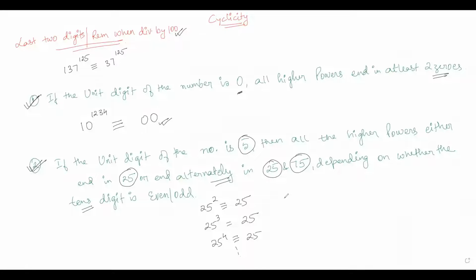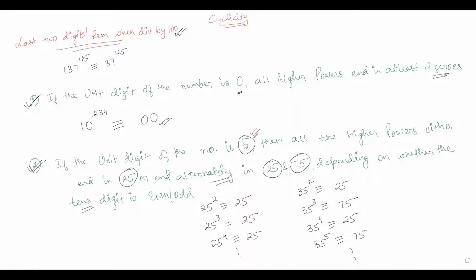Whereas if I take the last two digits of 35 square, this would be 25, whereas 35 cube will give us the last two digits as 25 times 35, which would be 75. 35 raised to the power 4 will give us the last two digits as 25. 35 raised to the power 5 will give us the last two digits as 25 times 35, which would be 75 again, and so on.